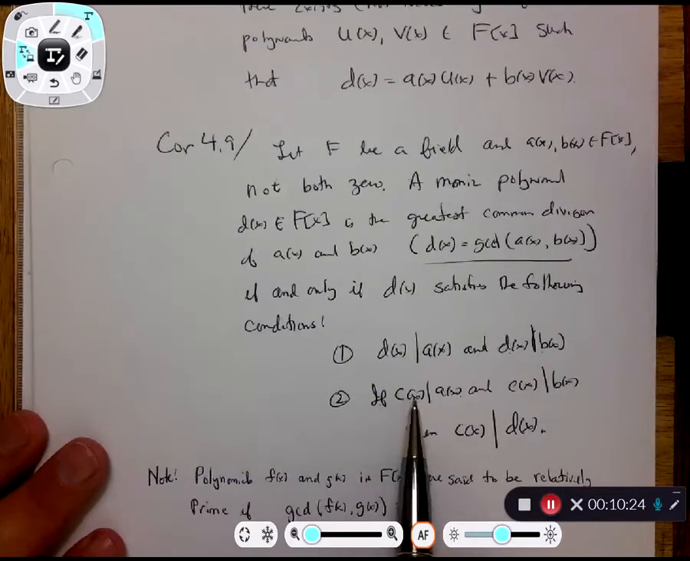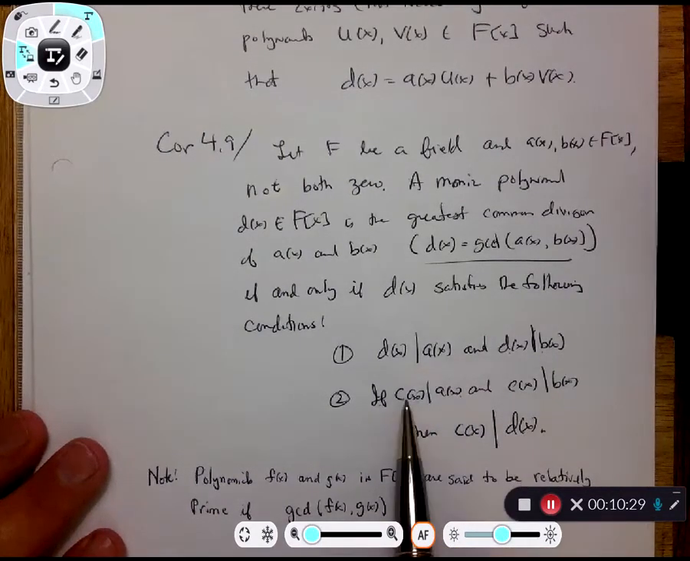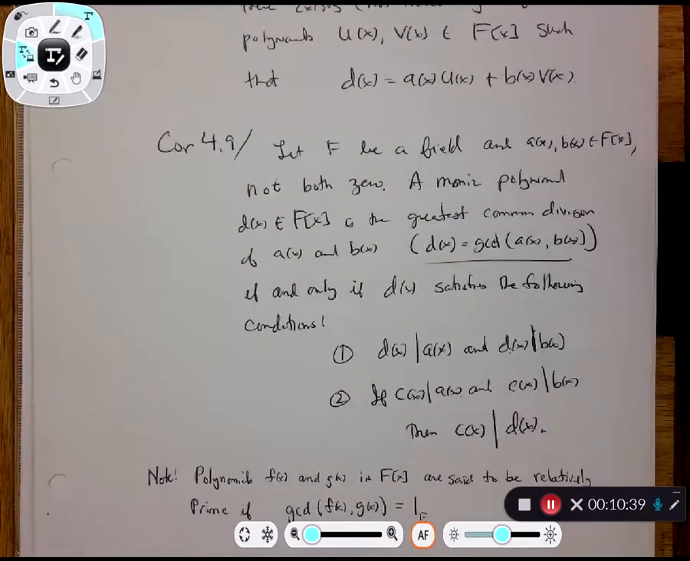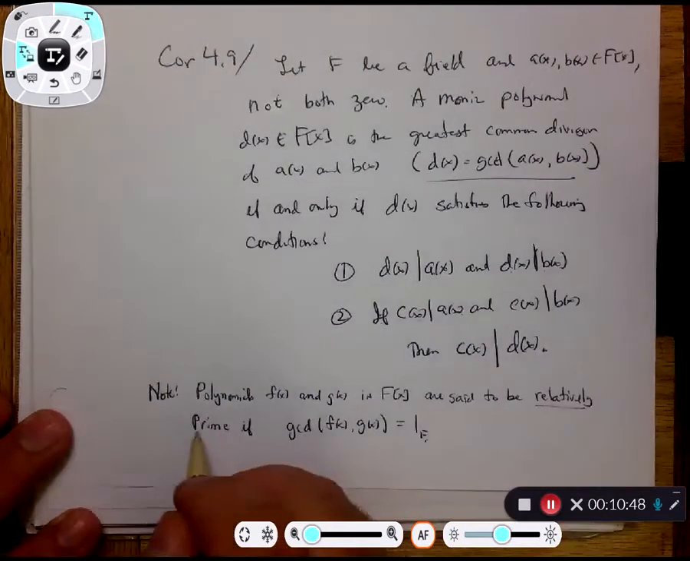If c(x) divides a(x) and c(x) divides b(x), a completely different polynomial divides a(x) and the same polynomial divides b(x), then c(x) has to divide d(x). It will divide the actual GCD because the GCD will be the biggest polynomial. And a little side note, it's a definition here, but it's a definition you've seen before.